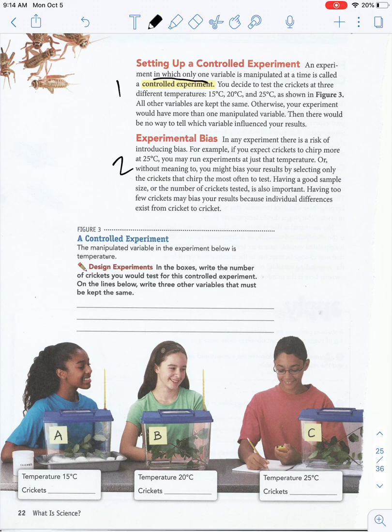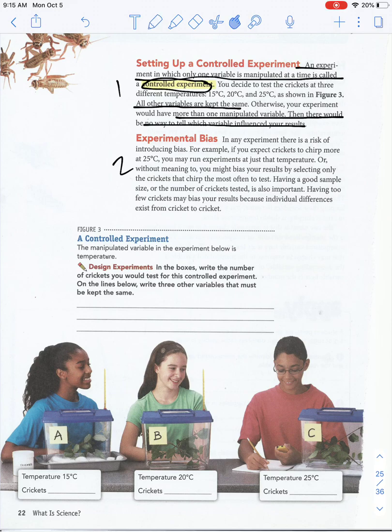So my key word in this is controlled experiment. And this is an experiment in which only one variable is manipulated at a time. And all other variables are kept the same. And I want to remember that if there's more than one manipulated variable, there would be no way to tell which variable influenced your results. That's very important.